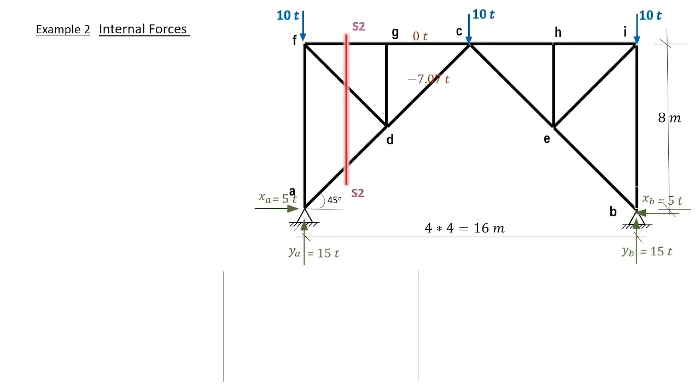Now we consider another section, S2, that cuts the truss into 2 separate parts. We can consider the left part or the right part. We will consider the left part. Please note that the internal forces that show up by virtue of the section S2 are only the forces in the members having the cut of S2: FG, FD, and FA and AD.